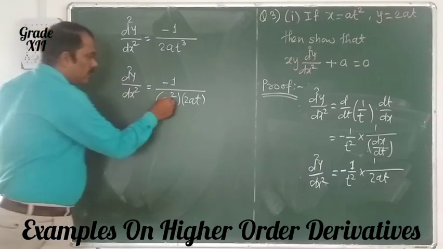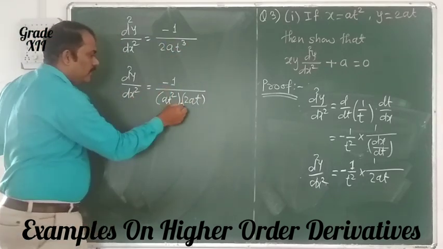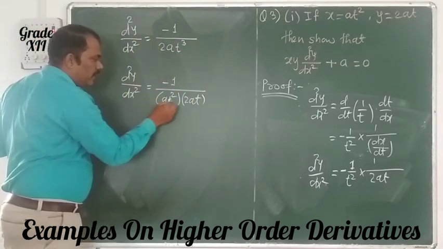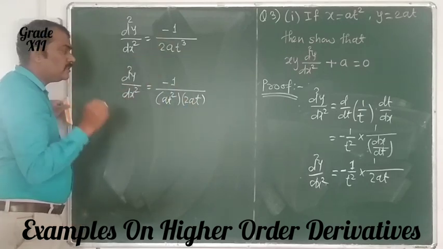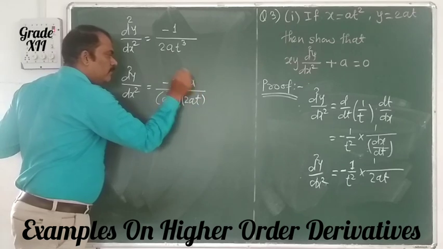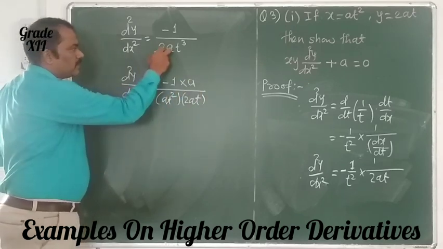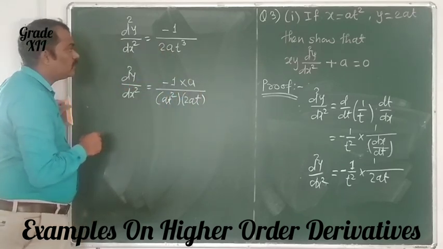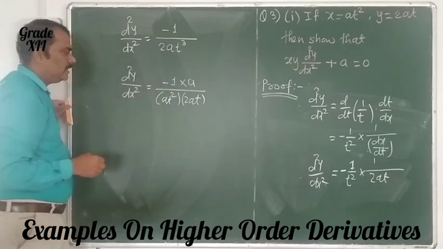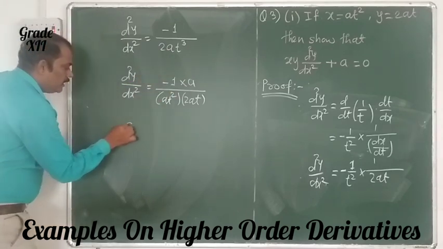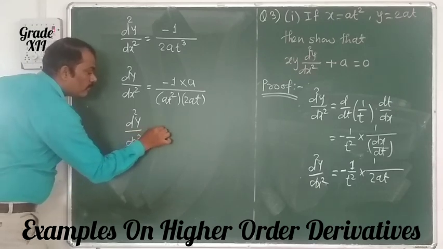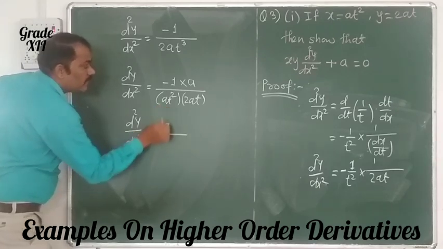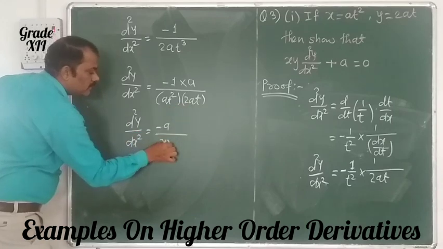Okay. t square into t cube, here it is, already it is there. Then a into a square is there, but in the denominator there is only a, so we have to multiply the numerator by a. So this a which is in the denominator can be adjusted. So d2y by dx square is equal to minus a divided by this one, which is nothing but x, and this one is nothing but y.